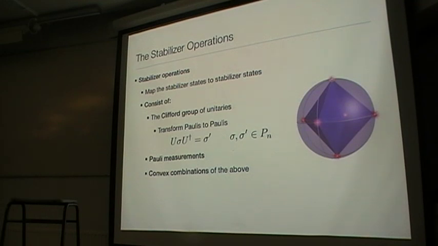We also need to consider measurements. And again, the measurements which will transform stabilizer states to stabilizer states are measurements of the Pauli operators themselves. And because we're including randomness, we can take convex combinations of all of these things.